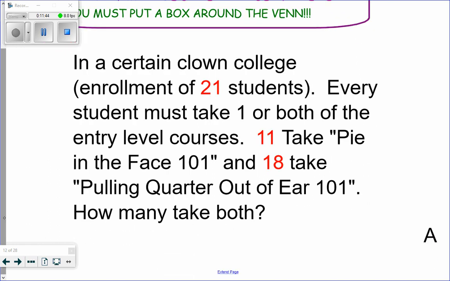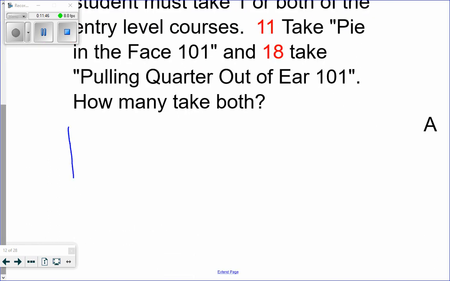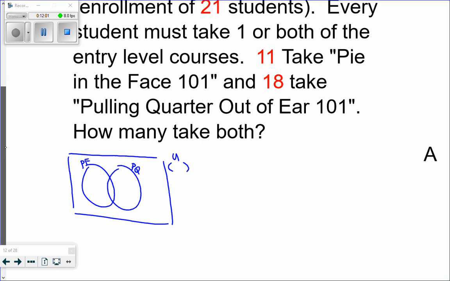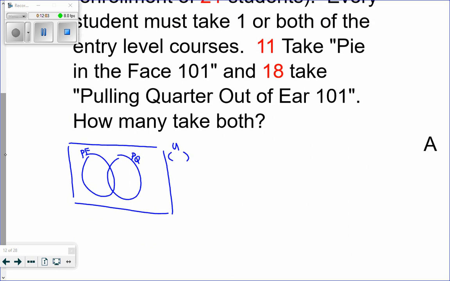So if you look at your Venn, we've got Pie in the Face and Pulling Quarter. So we know that our universal set is 21 students. We want to know how many take both. So the X would go there in the middle.